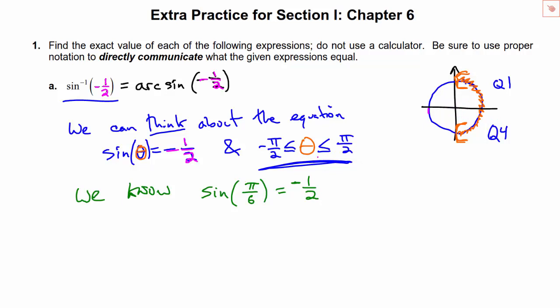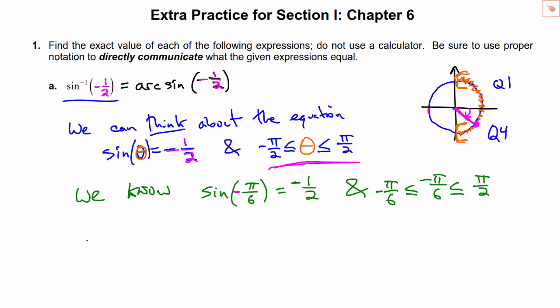And instead, we need to rotate into quadrant 4 in this negative direction, so that we remain inside the restricted range of our angle. So if we make this angle negative pi over 6, then we'd have a correct statement, right? And this angle negative pi over 6 is in the desired interval. So negative pi over 6 must be our desired angle.